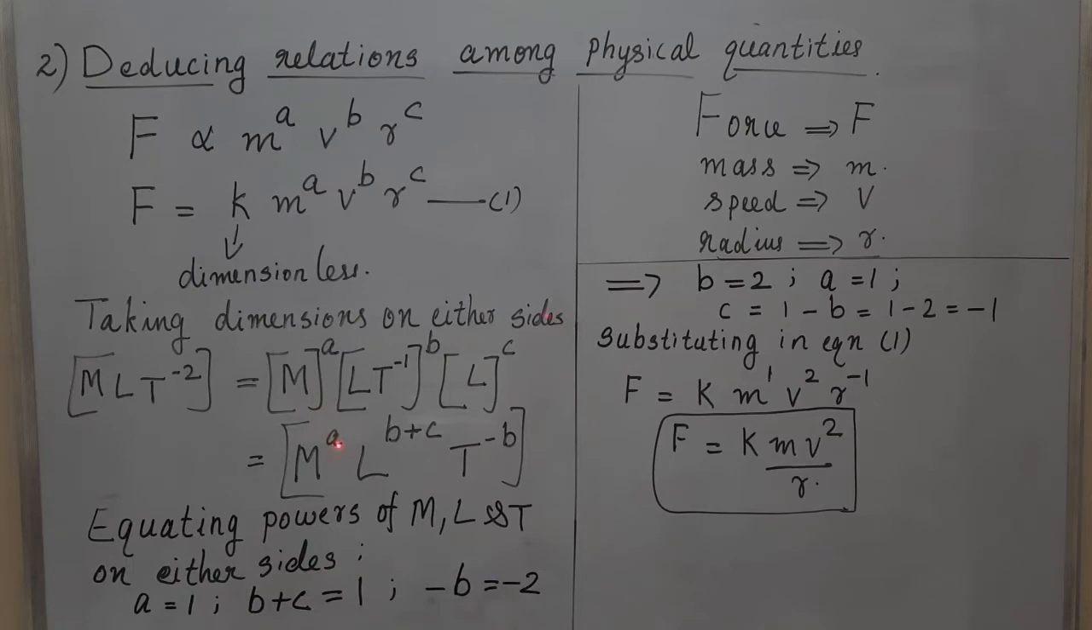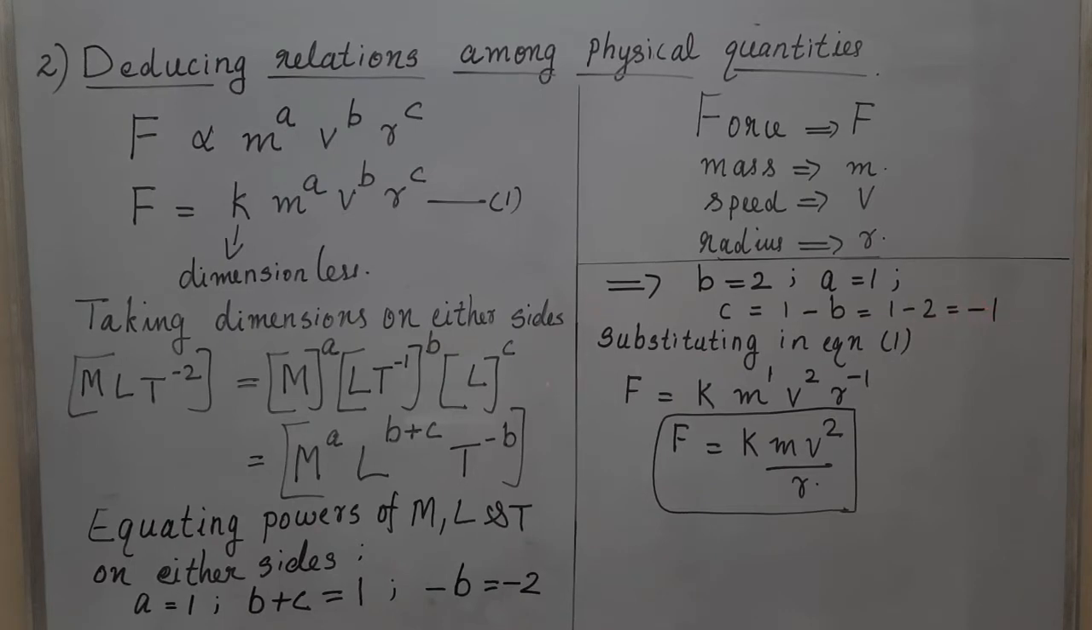So when we equate, a will be equal to what? 1. So a is equal to 1. Here M raised to a, and on the left M has power 1. Now L raised to b plus c on the right hand side, and L raised to 1 on the left hand side. So b plus c equal to 1. Now T raised to minus b here, and minus 2 on the left. So minus b equal to minus 2. So that gives b equal to 2. With a equal to 1, from that we can calculate c using this equation. We can calculate c to be minus 1.